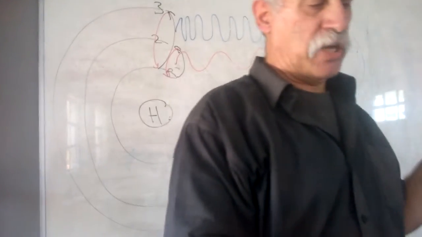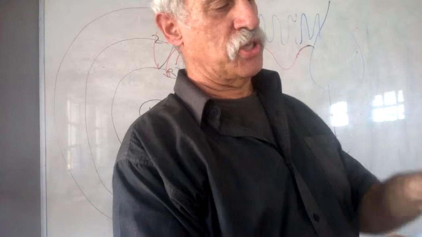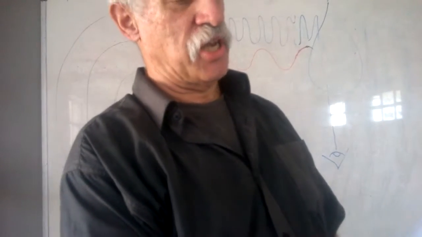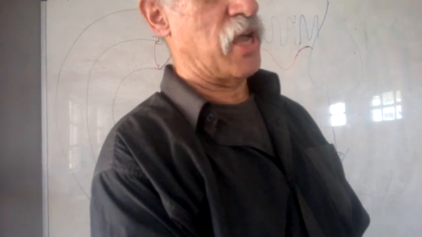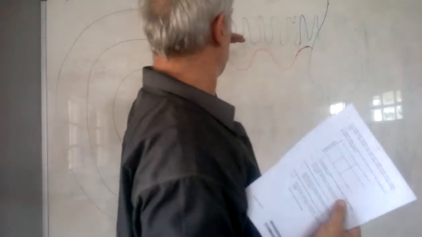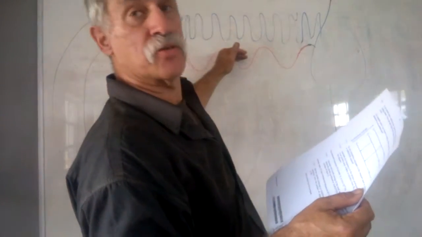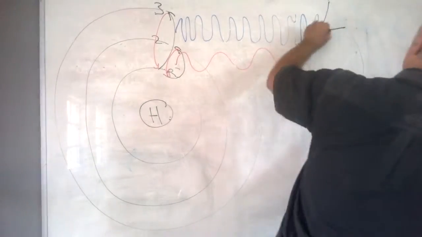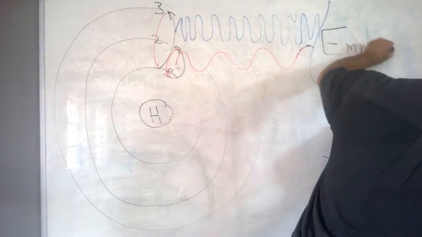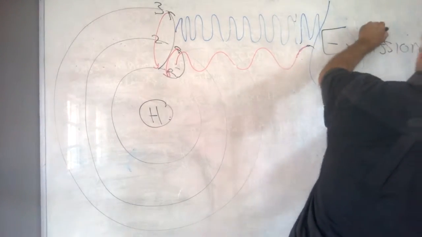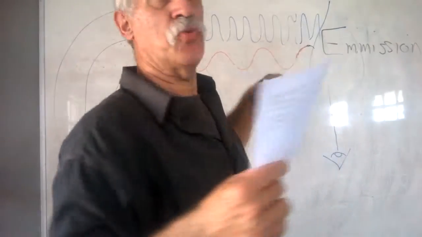Let's quickly have a look at this question, because I want to get you to the next question, which you can do. Do the transitions indicated in the diagram lead to an absorption or emission? The question is, is this absorbing or emitting light? And therefore we call this an emission spectrum. This is an emission spectrum that we're going to see when we heat something.